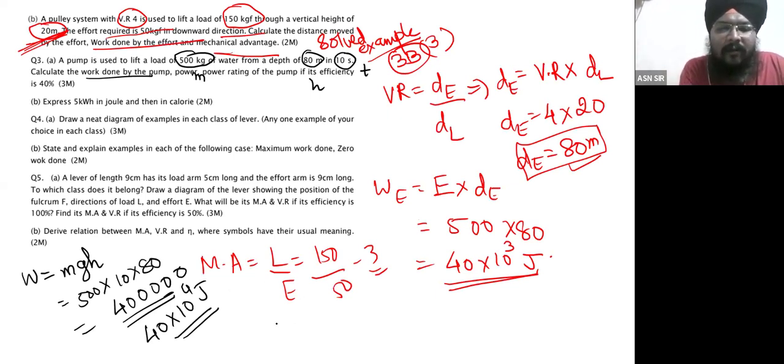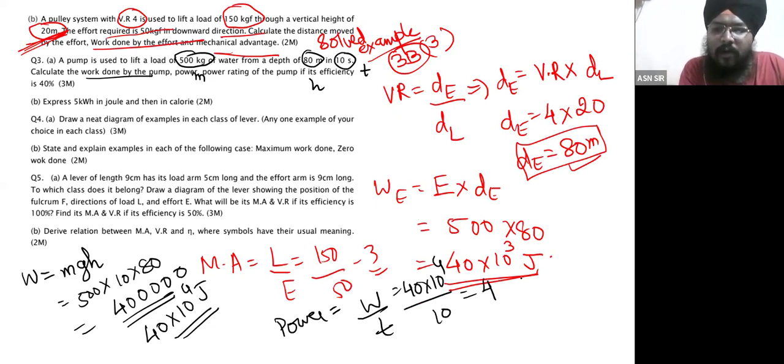And power we need to find. So power, we know that power is work done upon time. So work done, we have found out 40 into 10 raised to 4, divided by time, which was given as 10 seconds. So just divide by 10. You get 4 into 10 raised to 4 watt as the power.